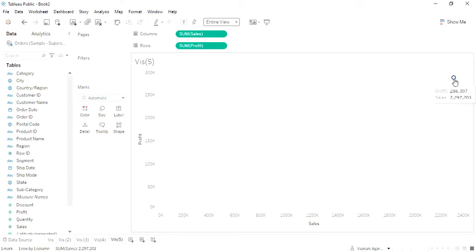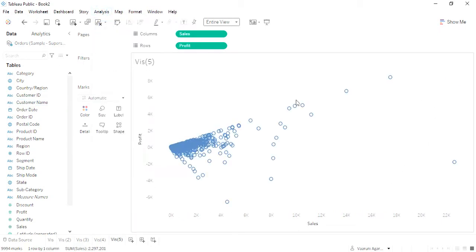Here we have this bubble that is showing me the total profit and the total sales, right? Of course this is not something that we are looking for. So what we do is go to Analysis and make sure that Aggregate Measures is unchecked. Now when I take a look, I get the different data points. This data point represents that this much profit and this much sales was there, but again this scatter chart is monotonous. It is not giving us as much information as we want from it.